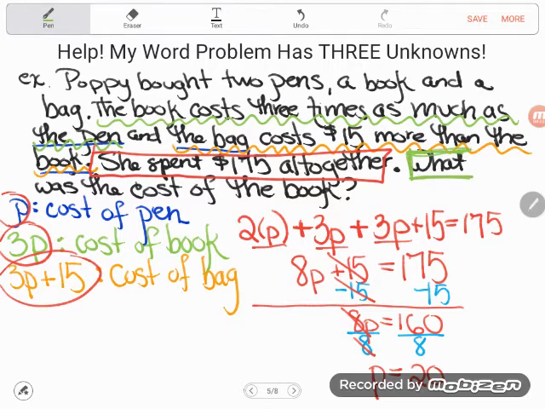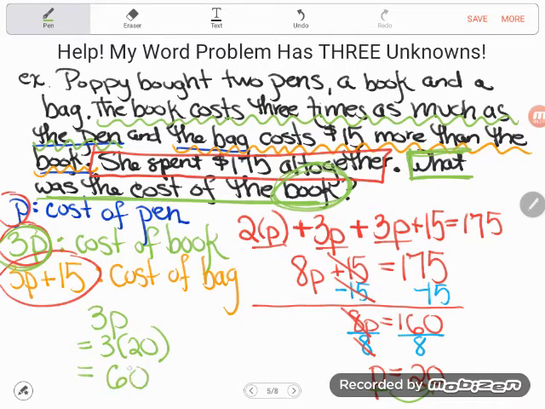The final question was, what was the cost of the book? Not the pen that we just solved for, but the book. And you say, well, Kate, all my work was wasted. No, it wasn't wasted, because we know the cost of the book is 3 times the cost of the pen. We wrote that expression, 3P. We said 3P was the cost of the book, and now we know P is 20, so we can substitute that back in and find that the cost of the book is $60.